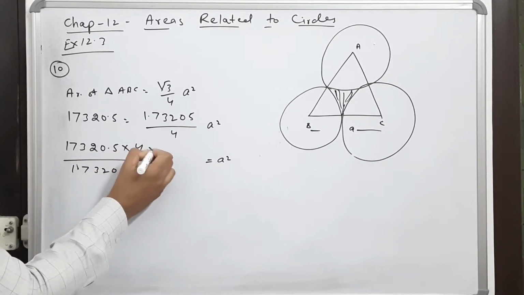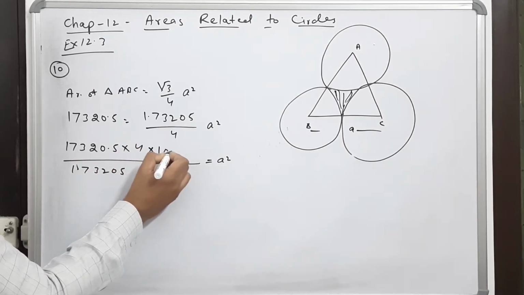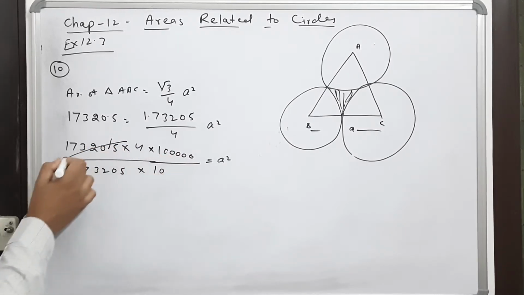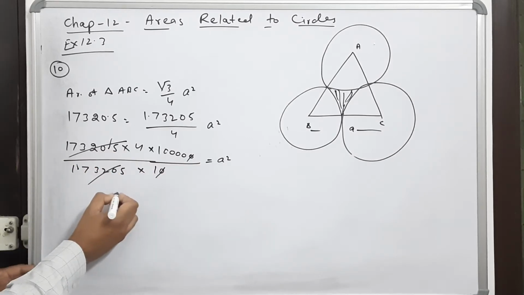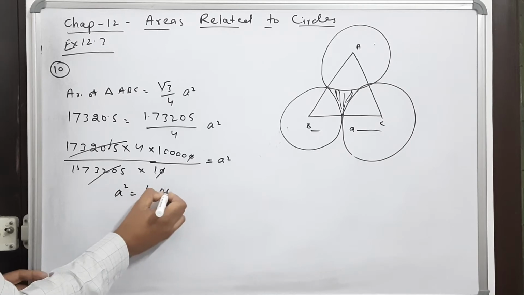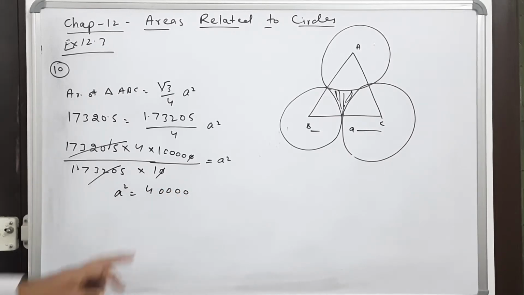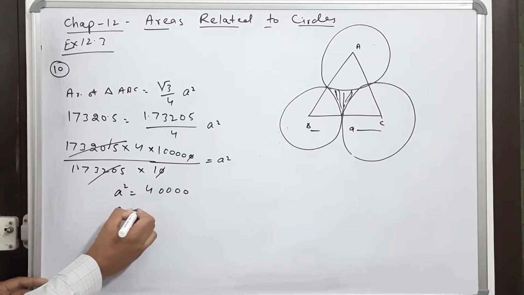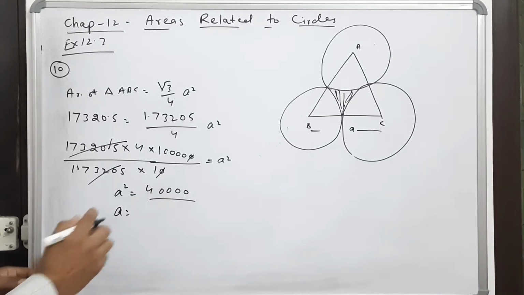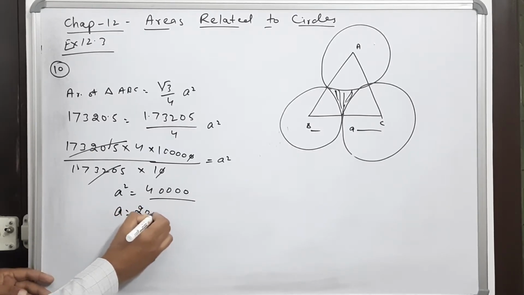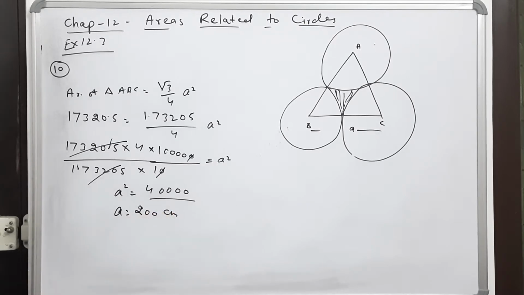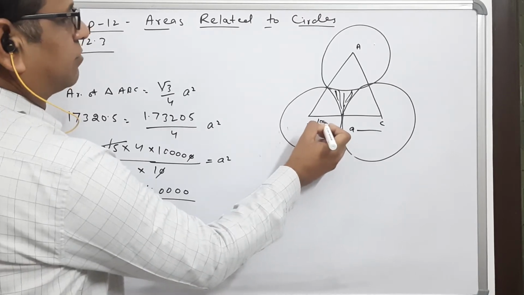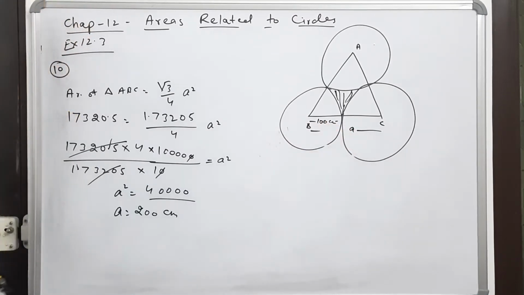So if I remove the point, there will be how many zeros? 1 and 1, 2, 3, 4, 5 zeros. And when you remove this point, there will be 1 zero. So this full part cancelled and this cancelled. So a square is 4 and 4 zeros. Number of zeros are very important now. So the value of a will be, what is the square root of 40,000? It is 200, the value of a is 200 centimeter. So this length is 200 centimeter. So definitely this length will be 100 centimeter.